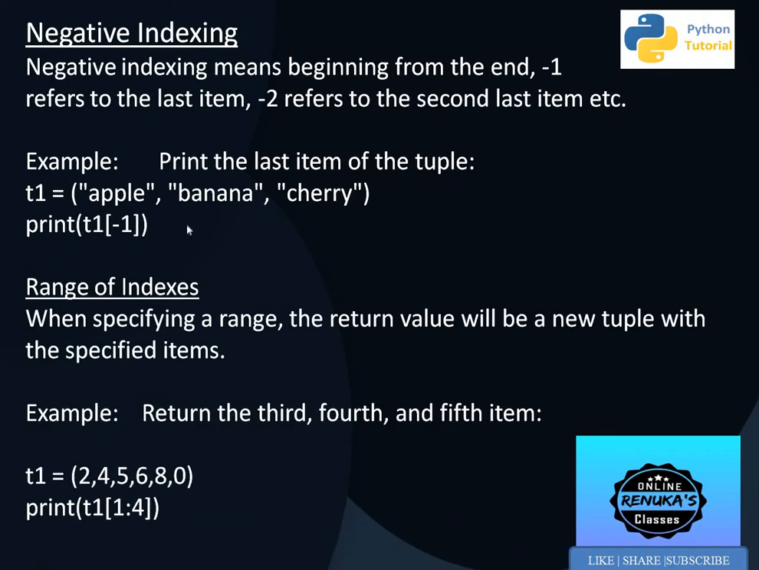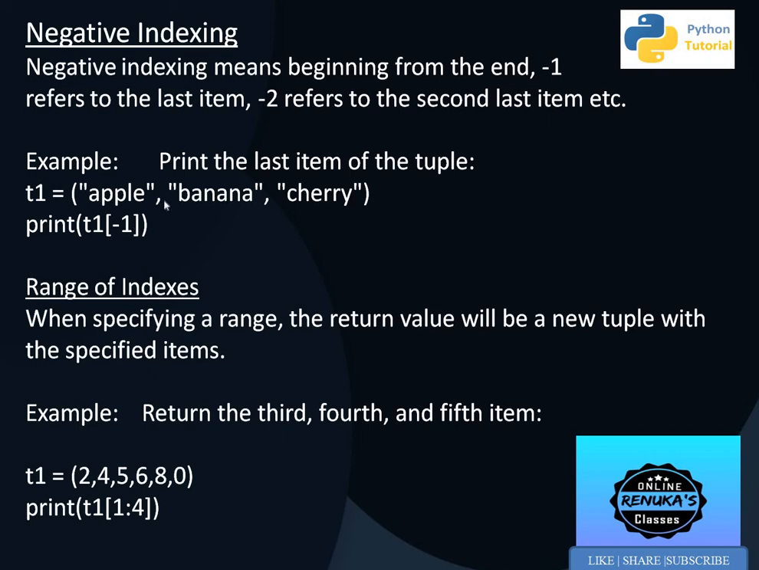Negative indexing: if we want to print the last item, that means we want to print from the very right hand side of the tuple. And suppose we don't know the number of elements present in the tuple, in that case we can write t1 minus 1. So minus 1 will be the index of the last item.